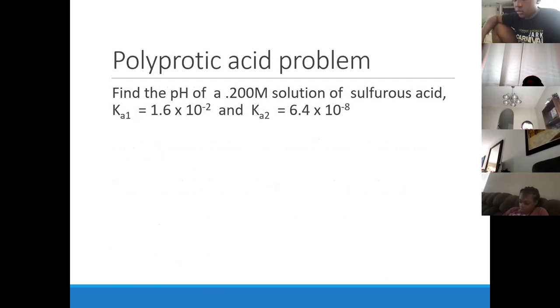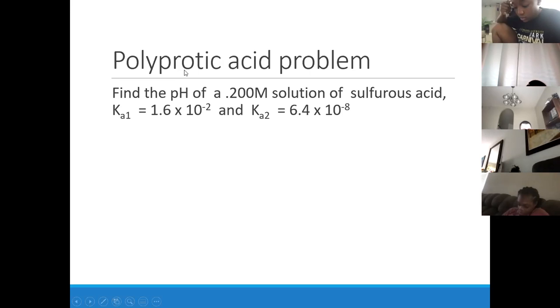Okay, I have a polyprotic acid problem. What's the pH of a 2 molar solution of sulfurous acid, H2SO3? My Ka of my first one is 1.6 times 10 to the minus 2. To take the second one off, it's 6.4 times 10 to the minus 8.